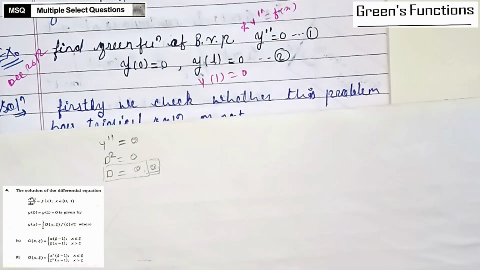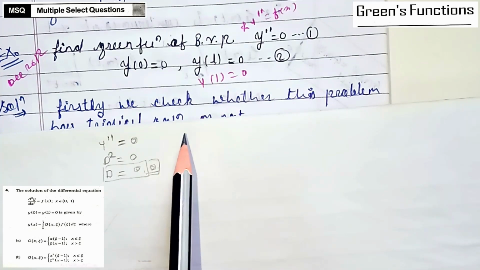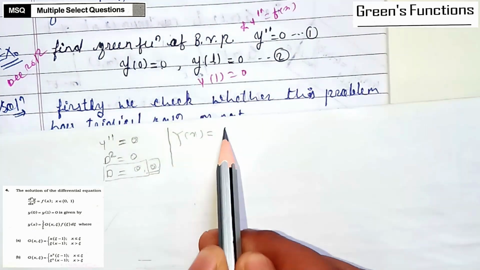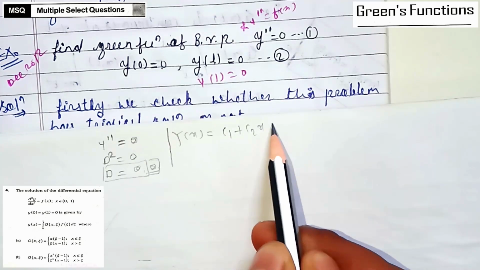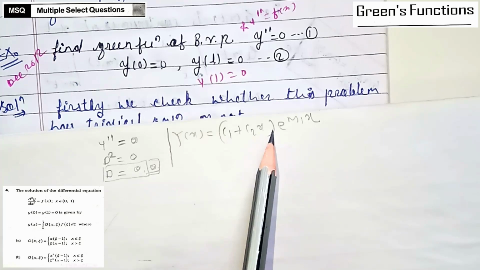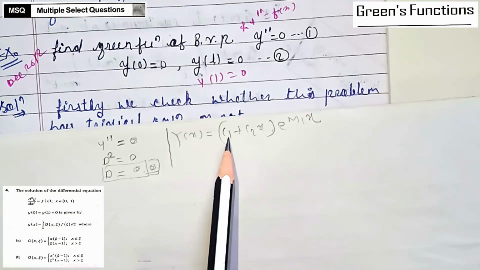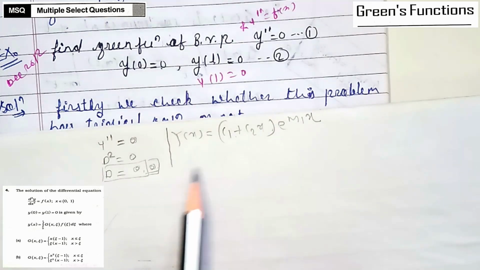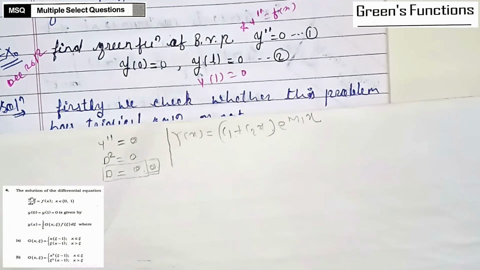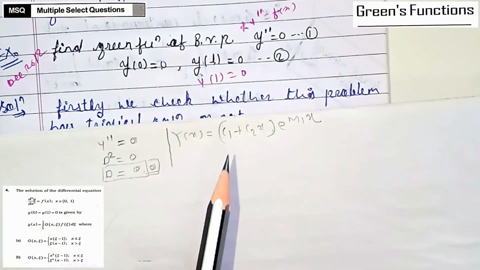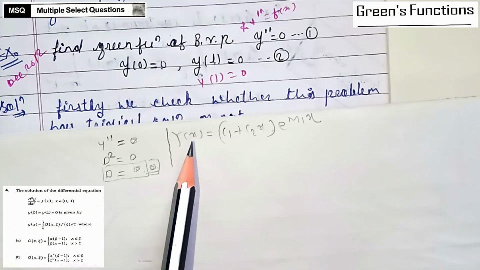When we have a repeated root in our differential equation, we write the solution as y of x equals c1 plus c2x into e to the power m1 x. When it is a distinct root, we write c1 e to the power m1 x plus c2 e to the power m2 x. And when it is a complex root, we write c1 cos m1 x plus c2 sin m2 x.